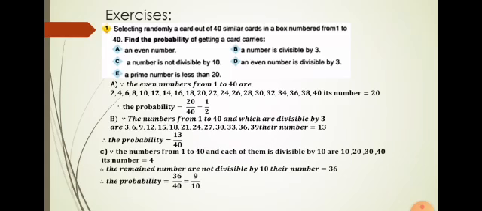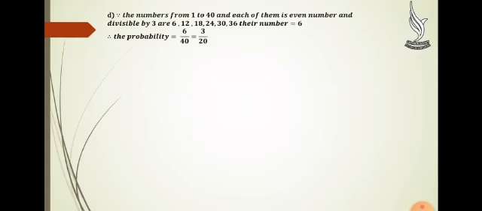Letter D, the probability of getting a card that carries an even number divisible by 3. The numbers from 1 to 40 that are even and divisible by 3 are 6, 12, 18, 24, 30, 36. Their number equals 6. So the probability equals 6 over 40, which by simplifying equals 3 over 20.